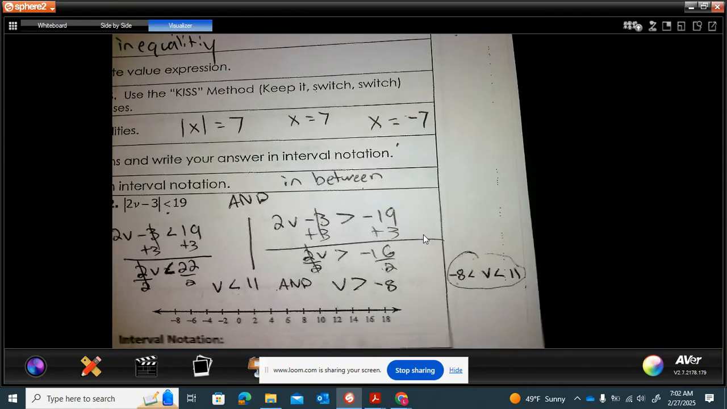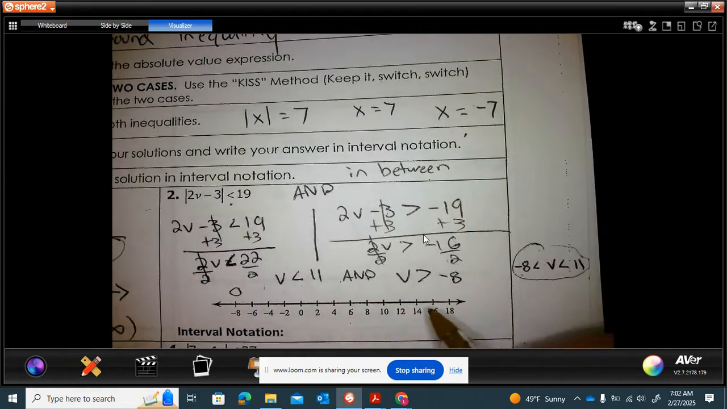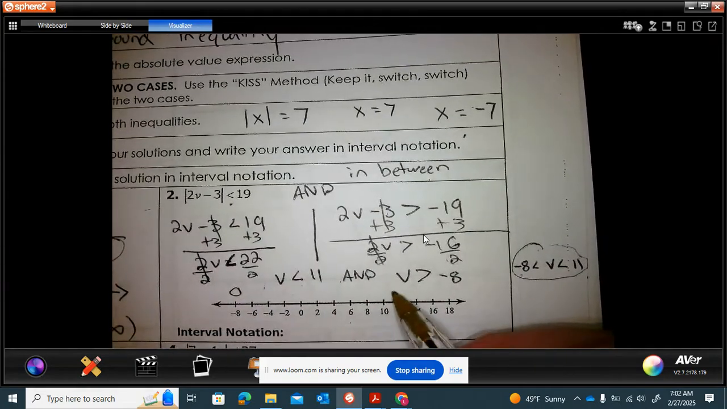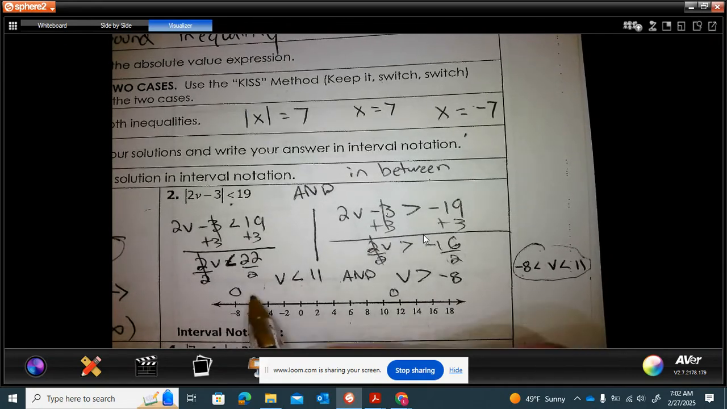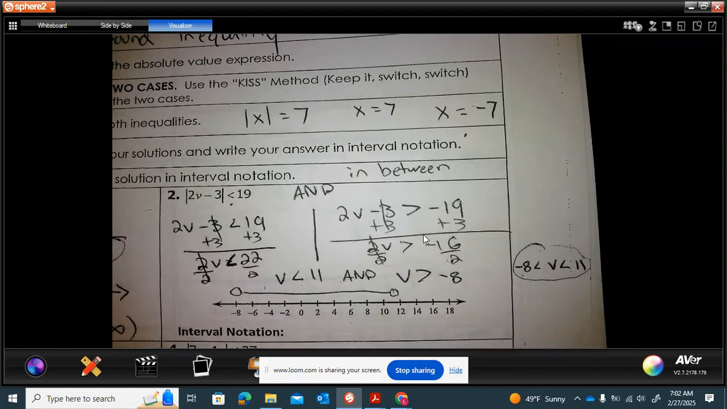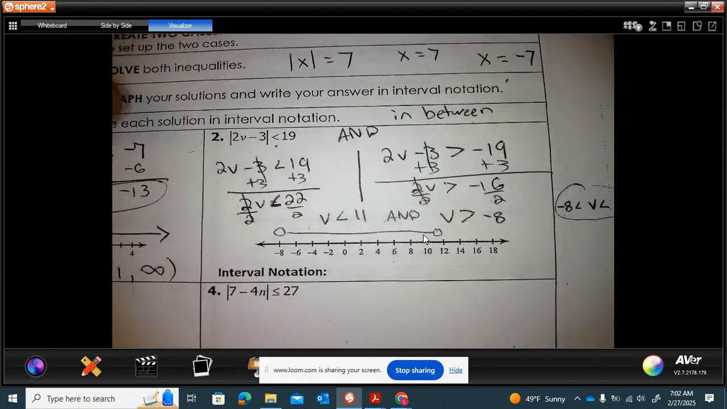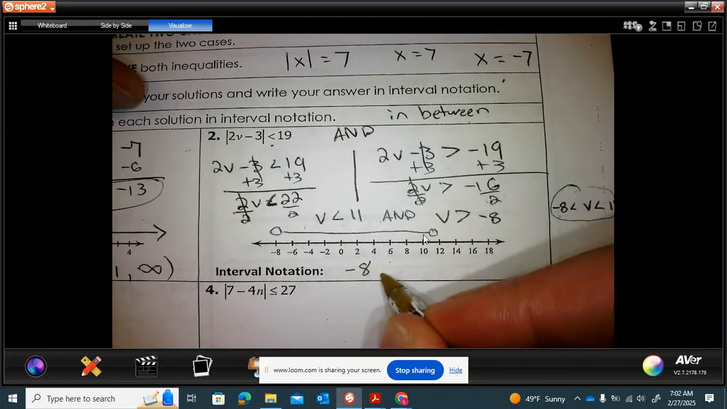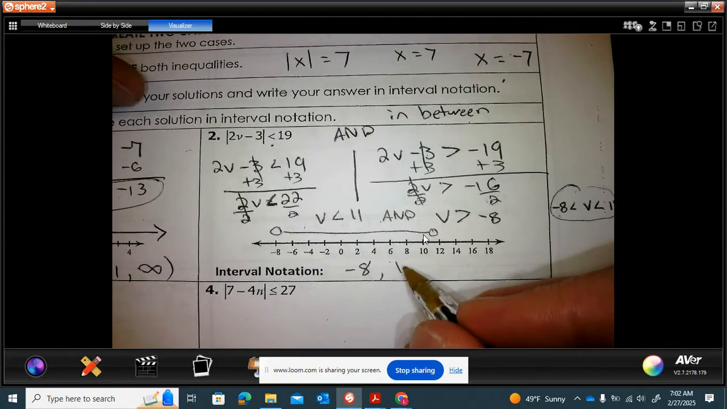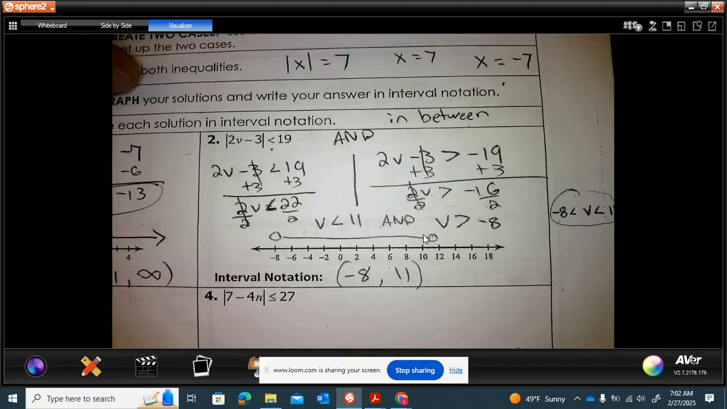So at -8, I have an open circle. At 11, I have an open circle, and it's shaded in between those two numbers. And then my interval notation is just you put your two numbers, -8 and 11, and then because they're both open circles, you have parentheses.